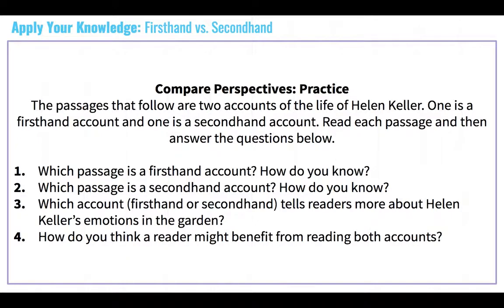Which passage is a first-hand account and how do you know? Which one is a second-hand account and how do you know? Which one, the first or the second-hand account, tells the readers more about Helen Keller's emotions in the garden? And question 4, how do you think a reader might benefit from reading both accounts?